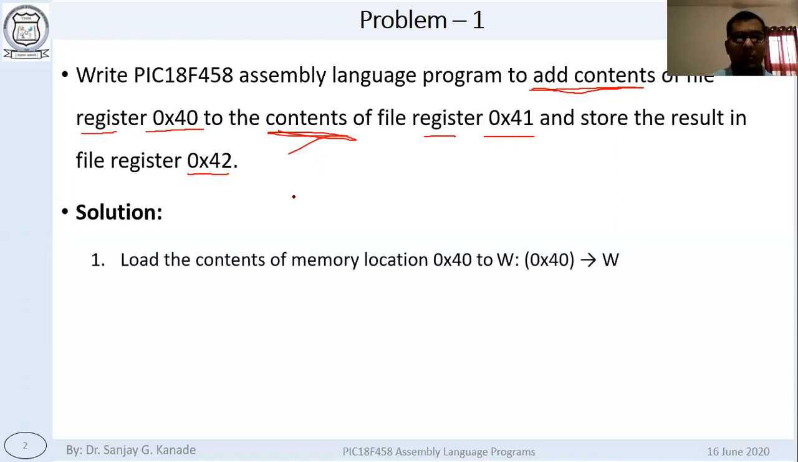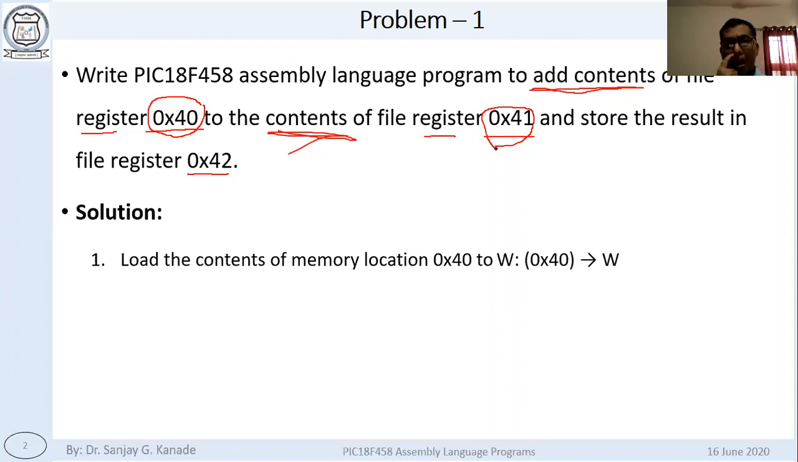So the first step should be, we have two registers. So the contents of the first register, we will copy to W, because remember the addition instructions that we have seen, one of the operands is always W. Addition instruction always works on contents of working register W. So what we will do in this program is we will copy the contents of one register, let this first register, into W, and then add the contents of this register to the contents of W.